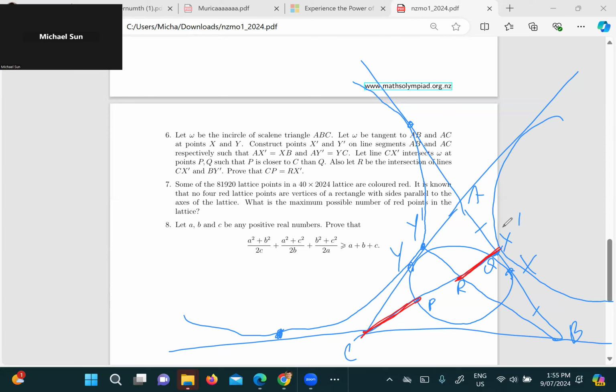Pretty sure we also know PX is a diameter of the incircle. Diameter of the inner circle. PX. Yeah. Really? So yeah. How do you know this? So that is crazy.